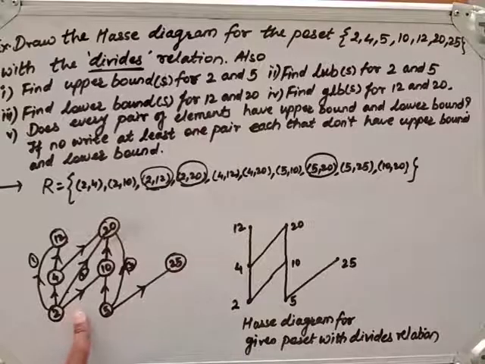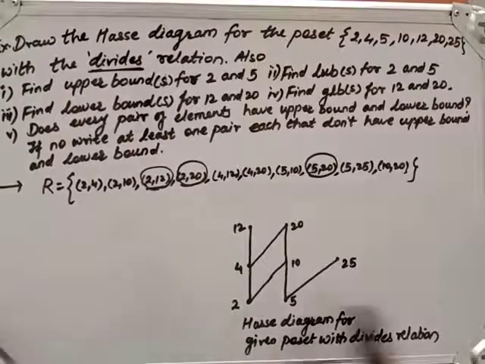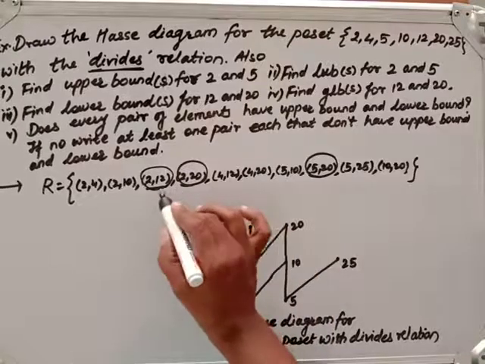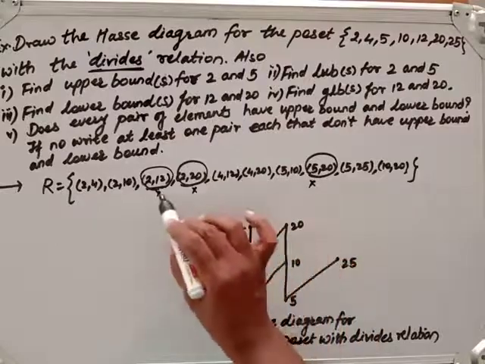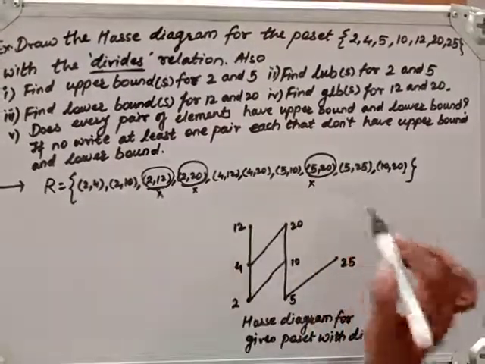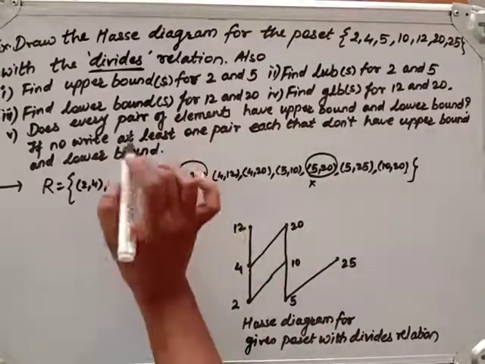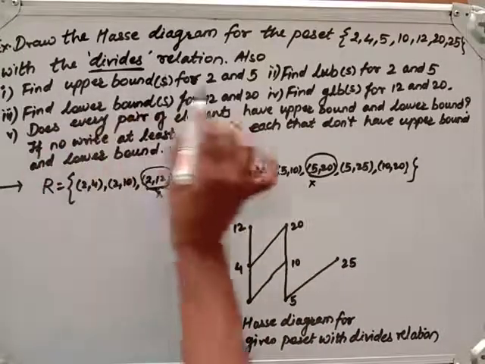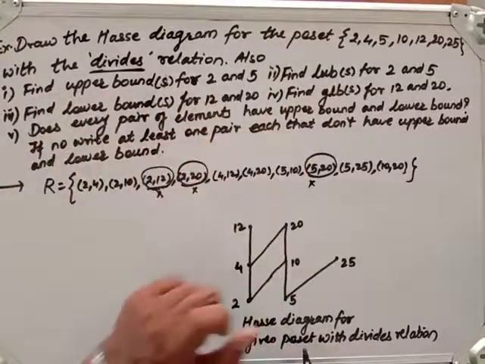This diagram I have drawn just for your understanding, so I can remove it, or you can also do it as rough work, no need of this one. Now these pairs we haven't used in the Hasse diagram as these are the pairs of transitivity. Fine. Now the next thing is that we have to find upper bounds for 2 and 5.